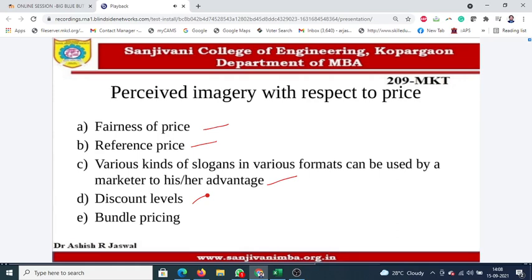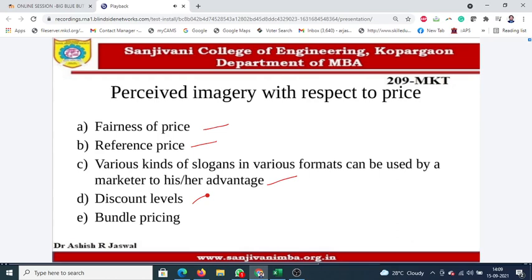Instead of minimum 5%, if I write maximum discount is 30%, the imagery is that I am going to get more benefit in that, because that specifies the maximum discount level. That is a saving you are going to have. That is what we need to understand when we are going to create an advertisement for a distributor.